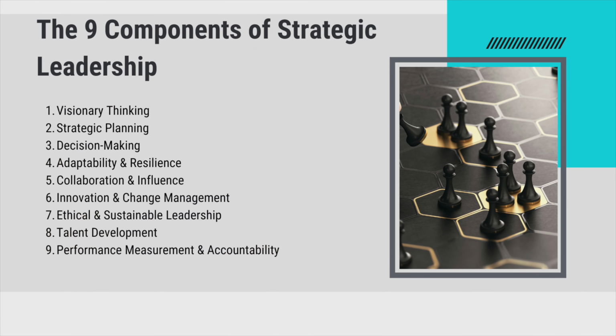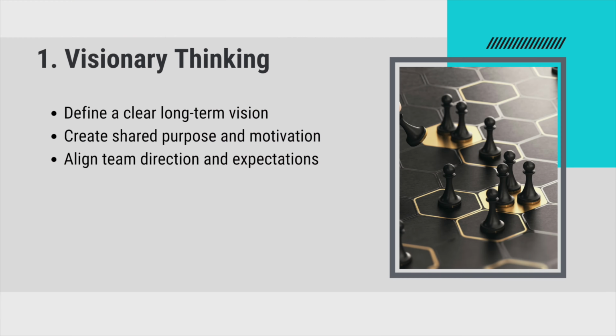But the question is how strategic leaders actually achieve this. In order to answer this question, we need to break down strategic leadership into its core components, which are 9, as you see them on the screen. And the order here is important because each step builds on the step before, and so on. Starting with visionary thinking, which is the ability to see the big picture and to clearly describe where your organization or your team is heading.